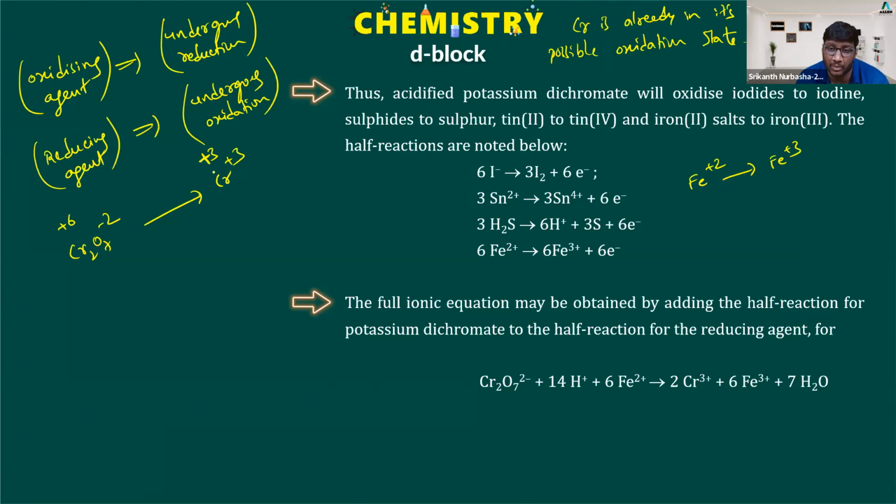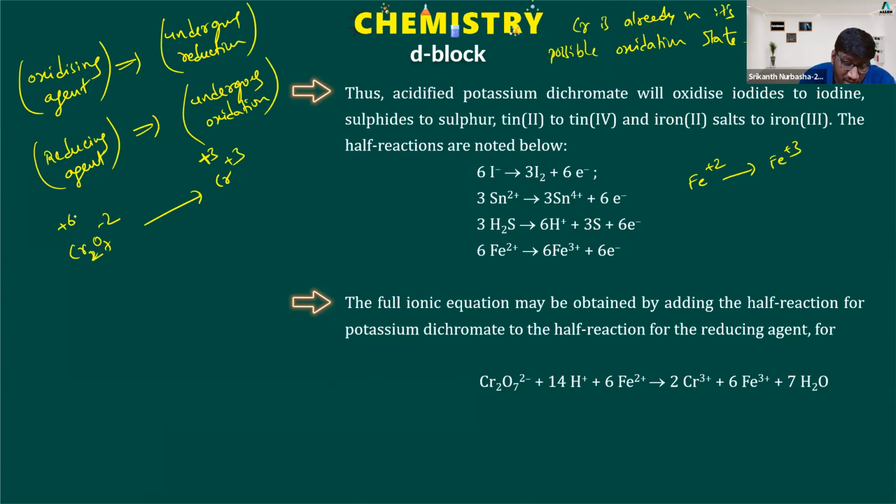And we are doing this balancing in the presence of acid medium. Why? Because in acid medium only we have Cr2O7 2- in major quantity. If it is a basic medium, we preferably have CrO4 2-. Chromate will be there.